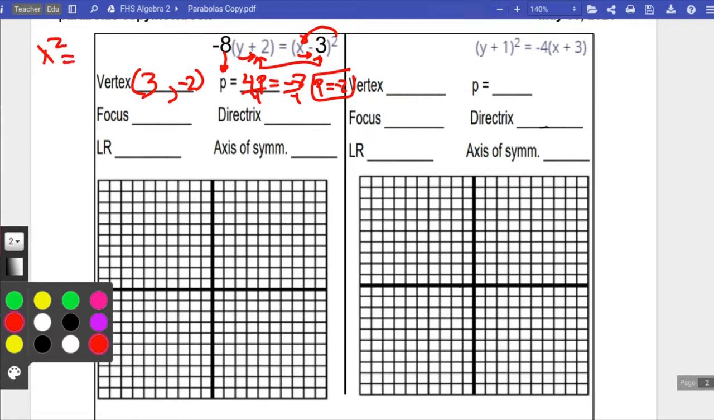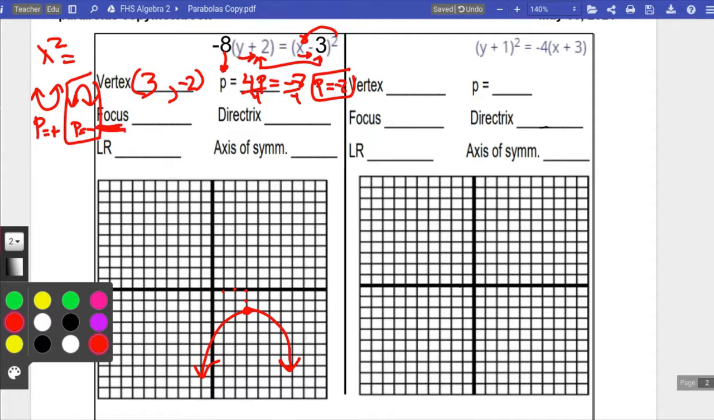X squared, if you graph that, either opens upward or opens downward, depending on the p-value. The p-value can either be positive, then it opens upward, or negative, then it opens downward. Right now we have a negative number, so we're dealing with this. All right, let's go and graph the vertex. Positive 3. 1, 2, 3. 1, 2. Boom. We say we're looking downward. All right, so how do I get the focus?